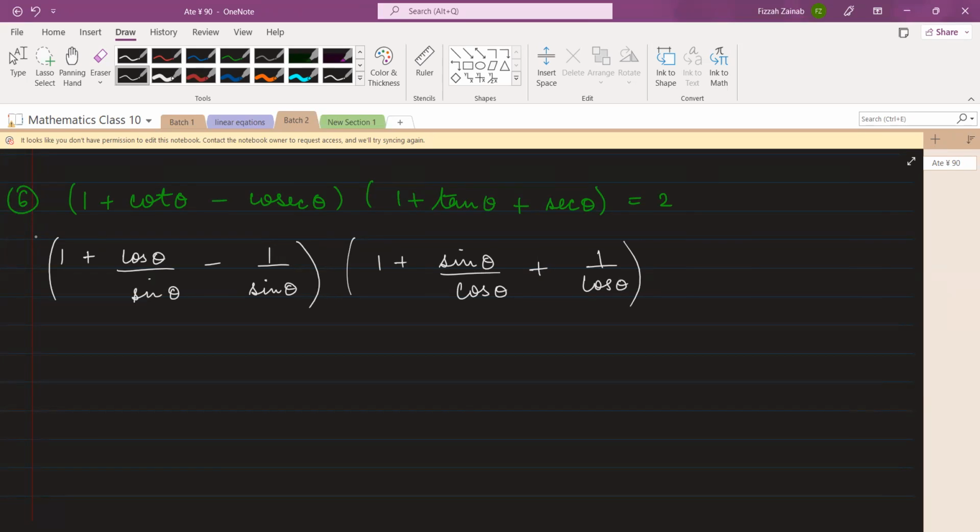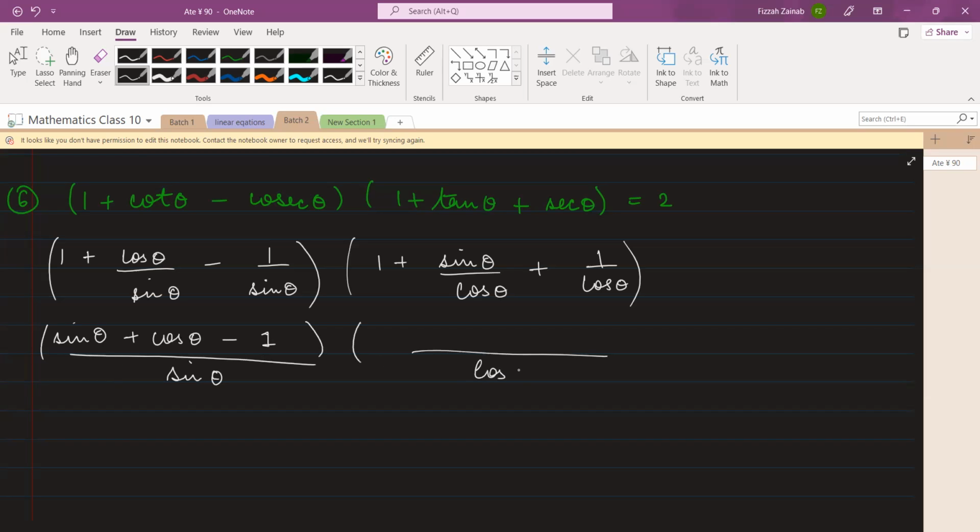So here you have sine theta as LCM, right? So it will become sine theta plus cos theta minus 1. Is that clear? And here the LCM will be cos theta, so it will be cos theta plus sine theta plus 1, right?